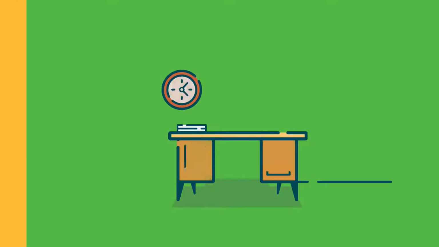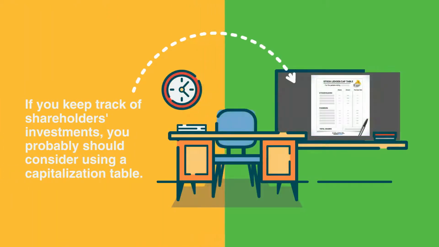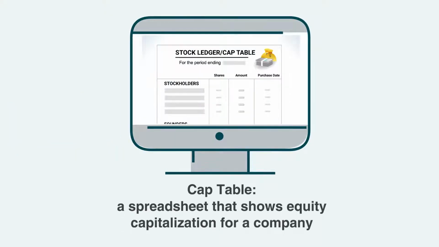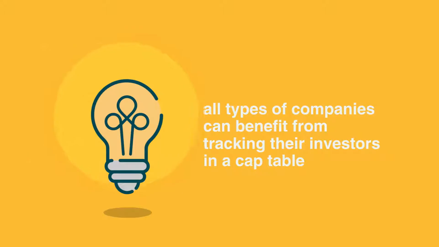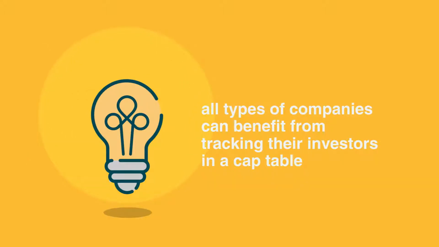If you keep track of shareholders' investments, you probably should consider using a capitalization table. Frequently shortened to a cap table, this is a spreadsheet that shows equity capitalization for a company. Even though this spreadsheet is frequently used by early-stage businesses and startups, all types of companies can benefit from tracking their investors in a cap table.